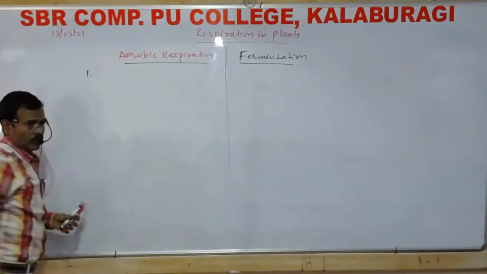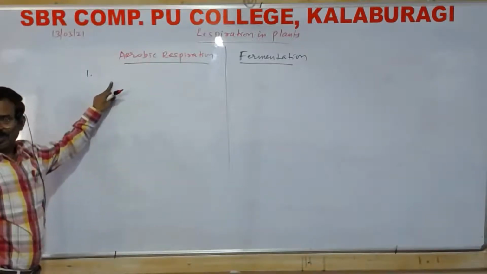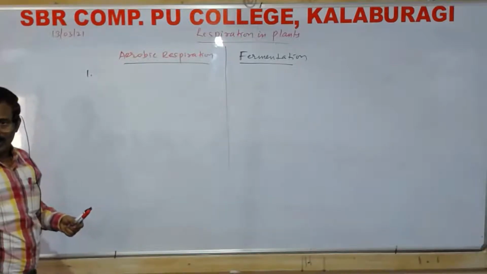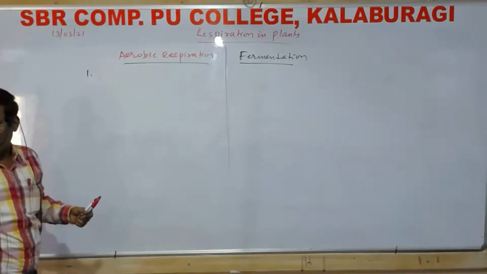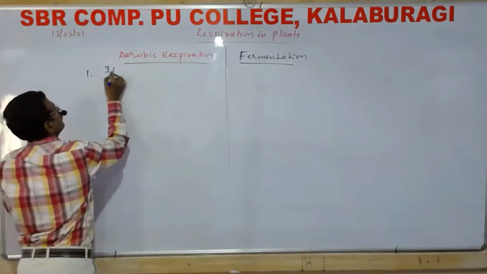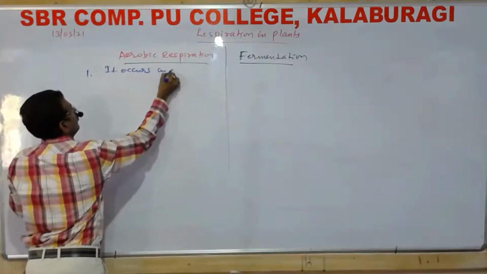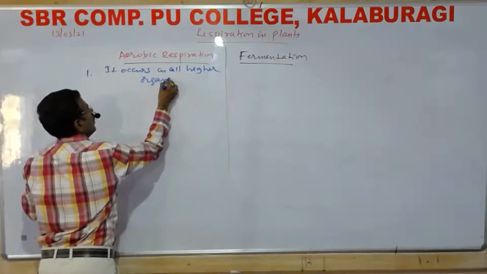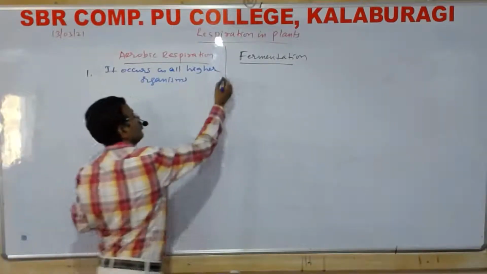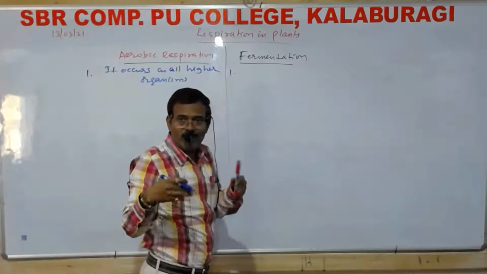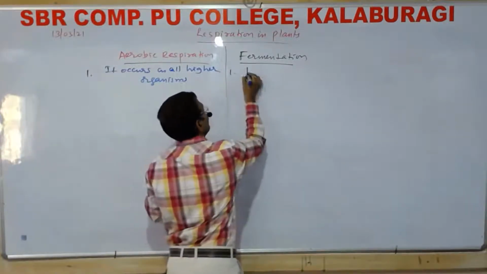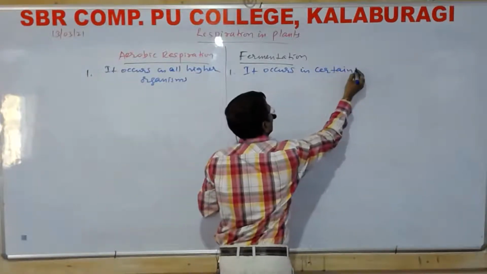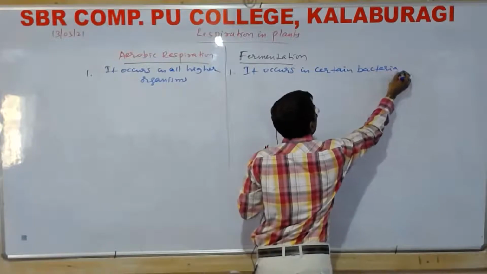First, it occurs in all higher organisms. Aerobic respiration occurs in all higher organisms. It can be plant, animal, human being, whatever it is. So it occurs in all higher organisms. Fermentation occurs in certain bacteria and fungi.